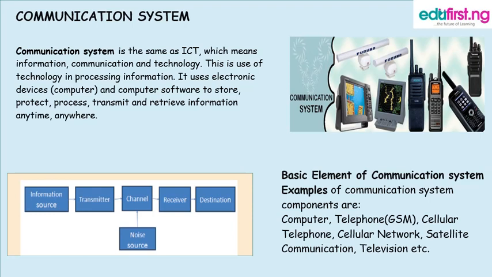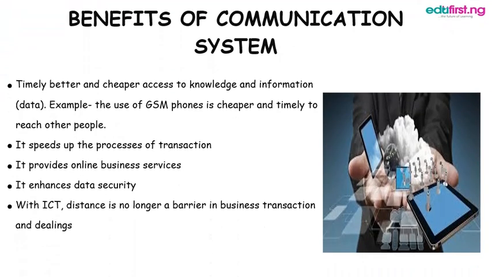Now let's go to example of communication system component. They are computer, telephone, cellular phone, cellular network, satellite communication, television, etc. You can see the drawing of some of the component there. So let's go straight to the benefit of communication system.